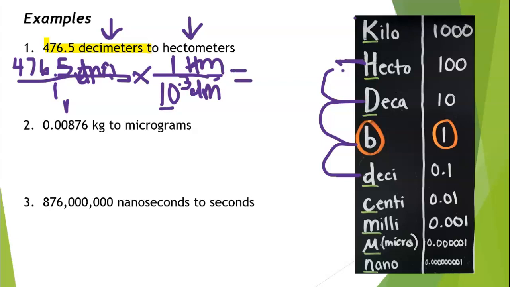Alright, and we're going to put our equal sign. We're going to cancel our units. Decimeters cancels with decimeters. And then we're going to multiply across the top. 476.5 times 1, still 476.5, divided by 10 to the third. So you can put that in your calculator or do it in your head.